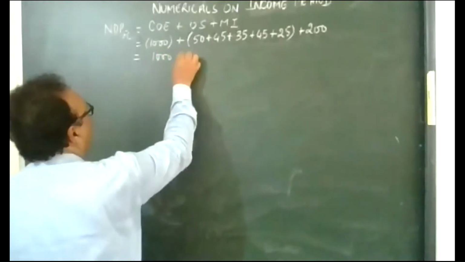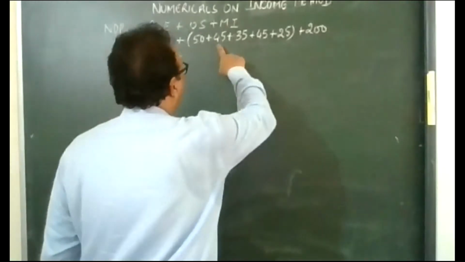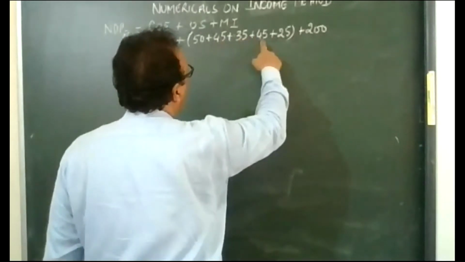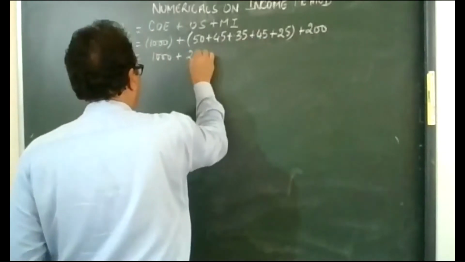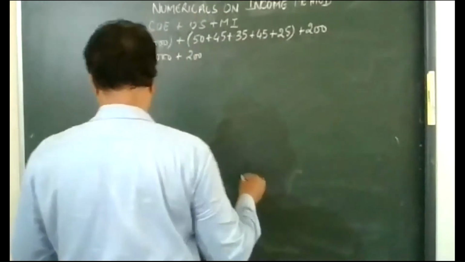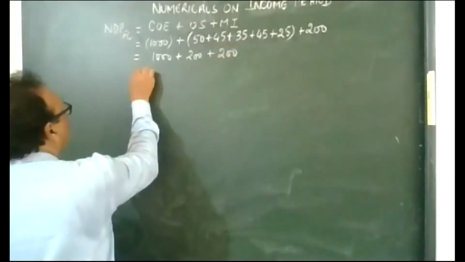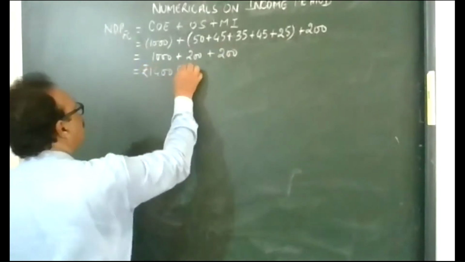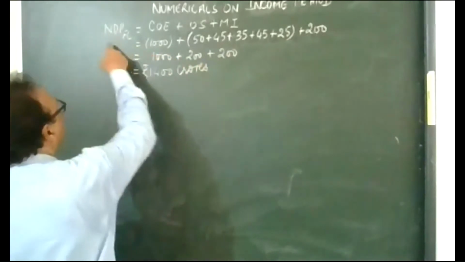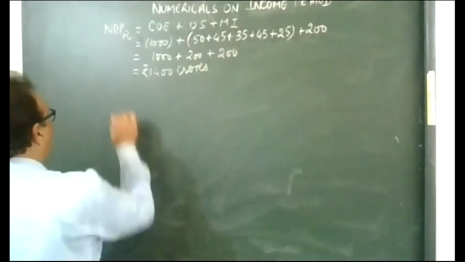1,000 plus 50 and 45, 95, 130, 175, 200 plus 200, that is equal to 1,400 crores is your NDP or domestic income at factor cost.